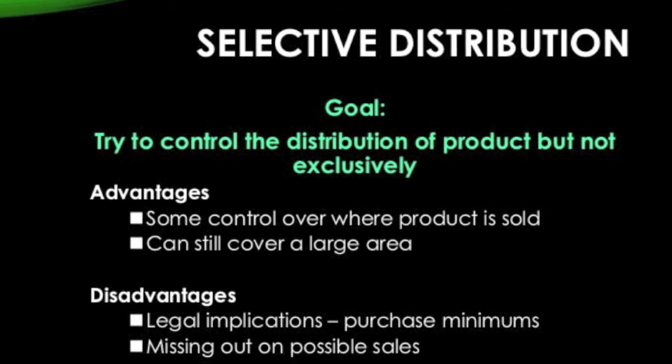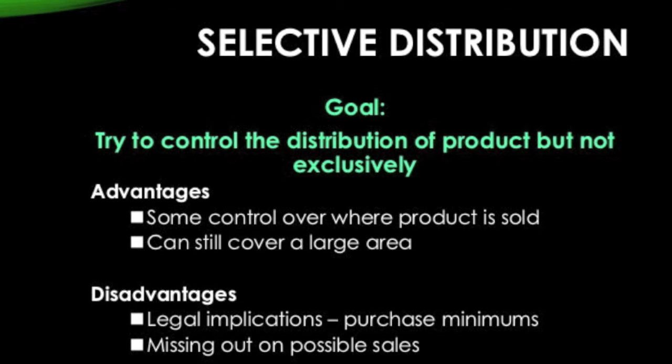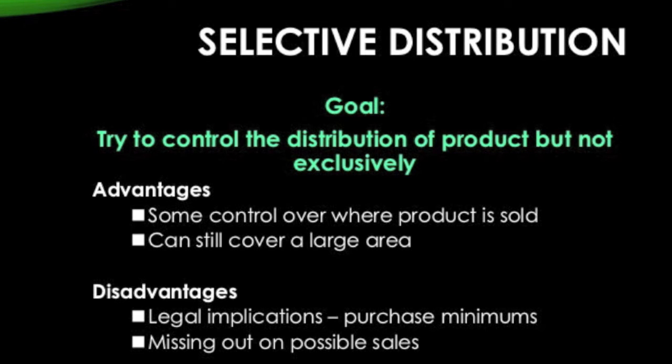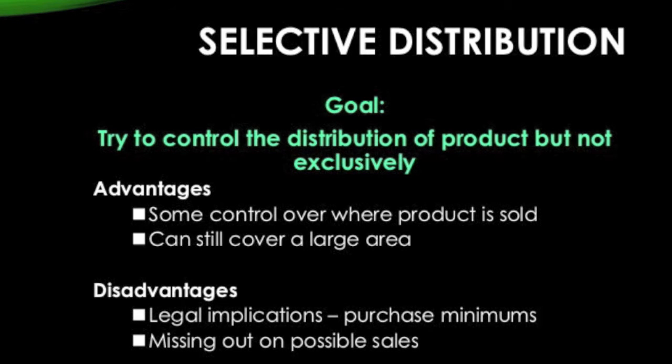The second one, selective distribution. The goal is to try to control the distribution of product, but not exclusively. Advantages of this policy include some control over where the product is sold, but the product can still be sold over a large area. Disadvantages include legal implications and purchase minimums.